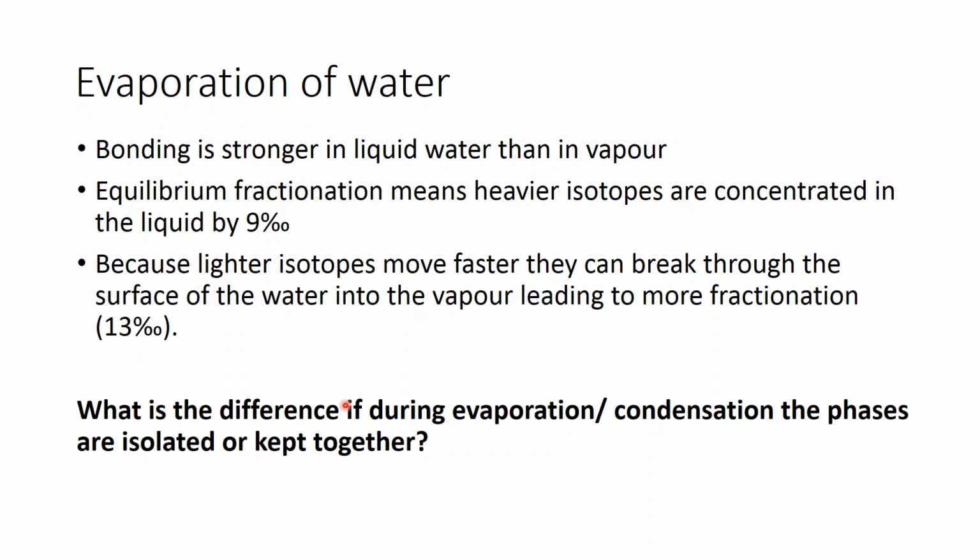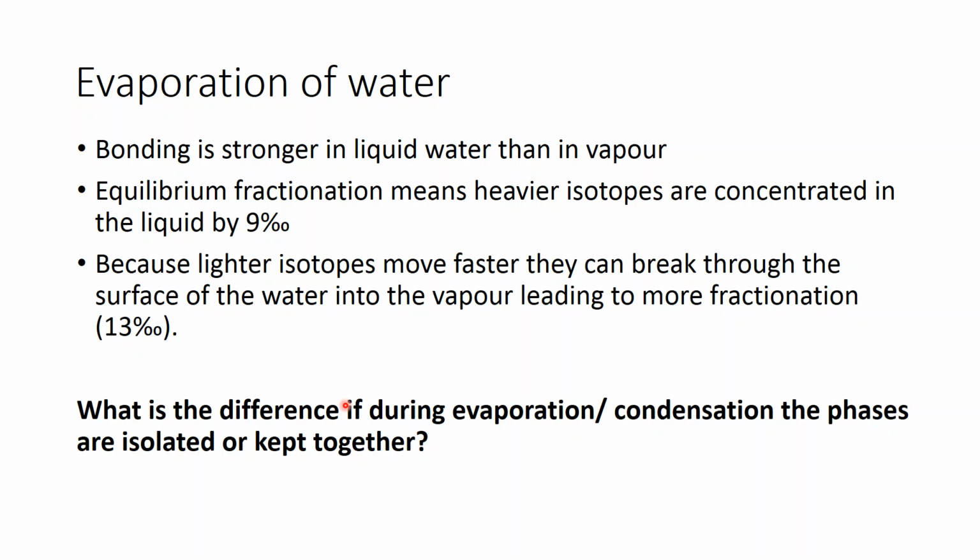So the example we're going to use is the evaporation of water. Because there's a difference in bonding environment between the water and the water vapor, there should be some isotopic difference between those two phases if we allow them to equilibrate with each other. And it turns out that the bonding environment of oxygen in water is slightly stronger than in water vapor, and this is largely due to the hydrogen bonds that form between water molecules. But it doesn't really matter what's causing the difference in bond strength in this case.